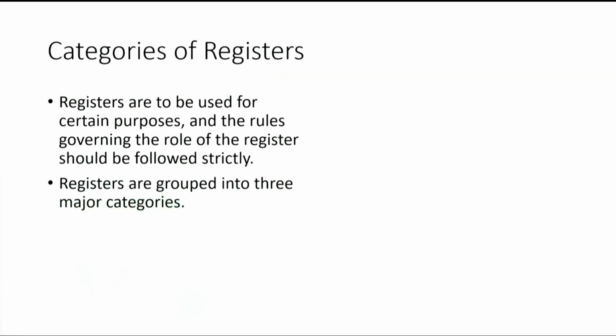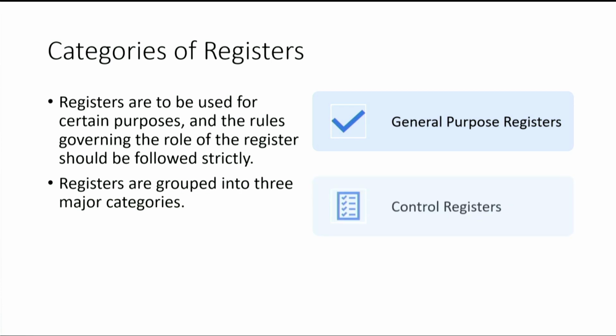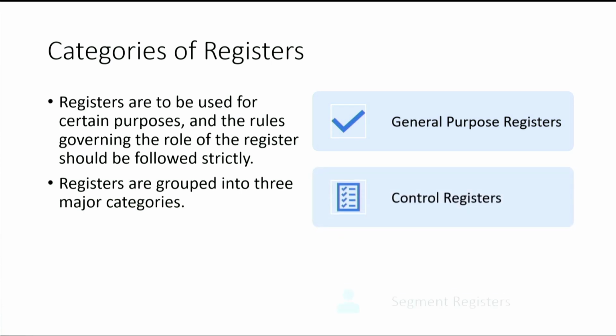Categories of registers. Registers are to be used for certain purposes, and the rules governing the role of the register should be followed strictly. Registers are grouped into 3 major categories. They are general purpose register, control registers, and segment registers. Here is a simple chart depicting the categories of registers. Now we have our register, which is divided into 3 categories.